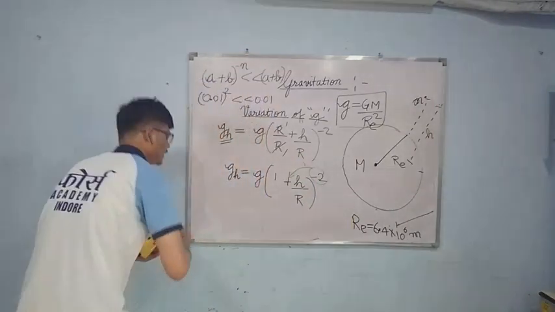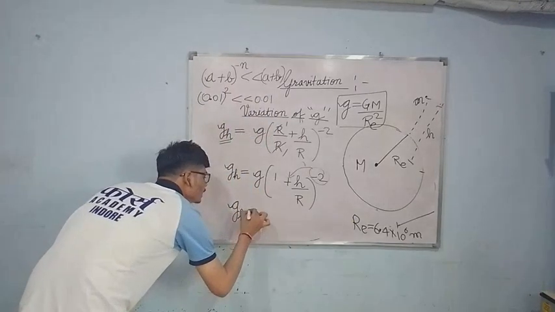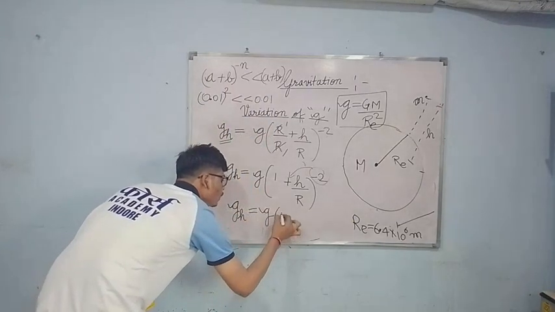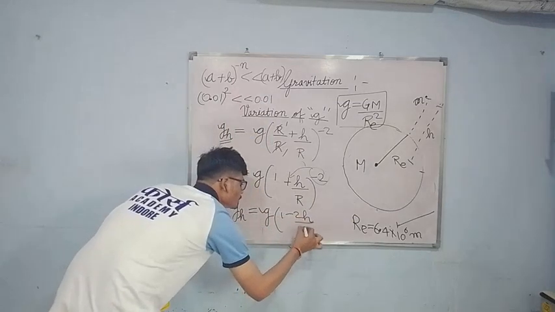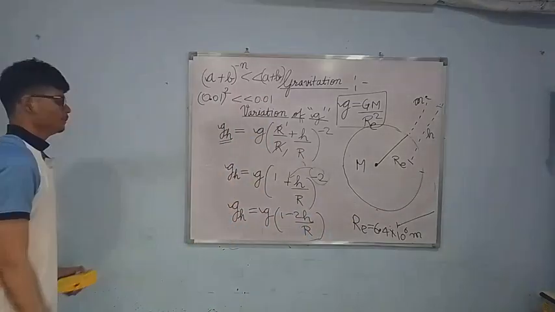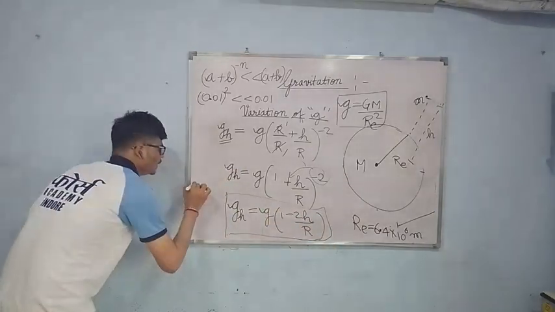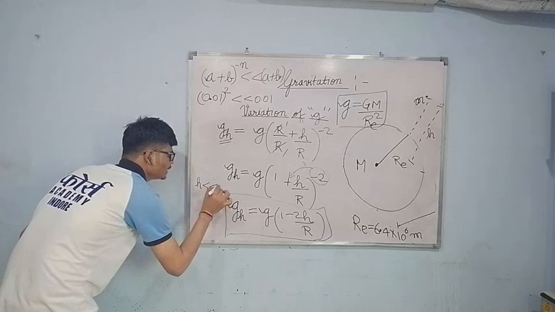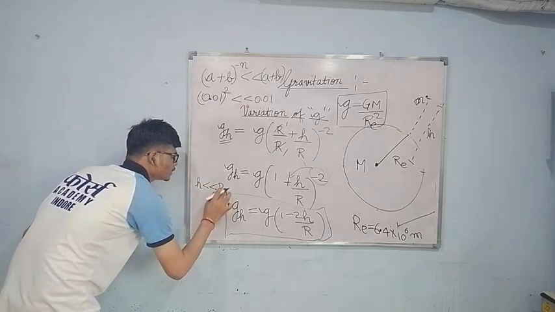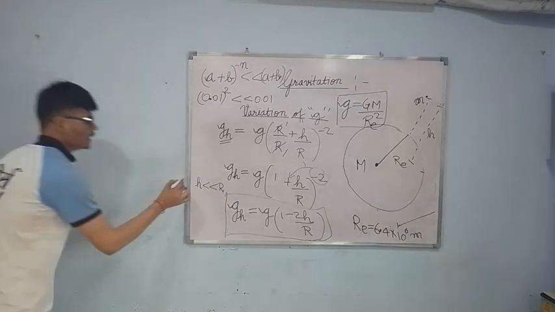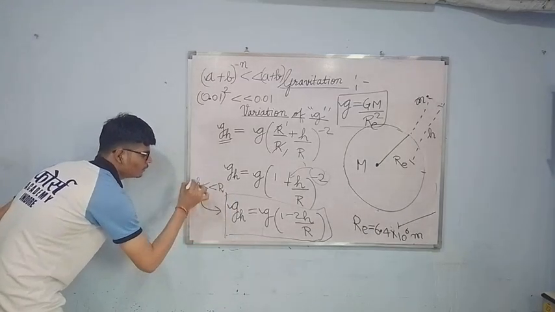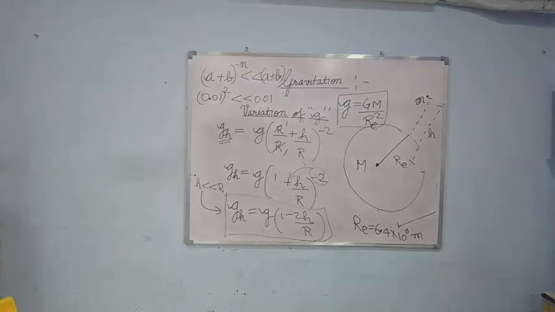So taking this minus 2 in between in the expression, we get g_h is equal to g into brackets of 1 minus 2h by R. This is the required expression when the height of the object is much less than the radius of Earth. In this case we will use this expression, in case of aeroplanes and helicopters.